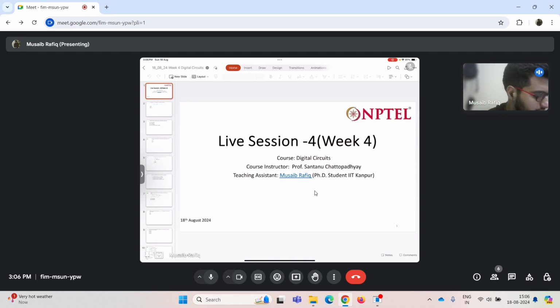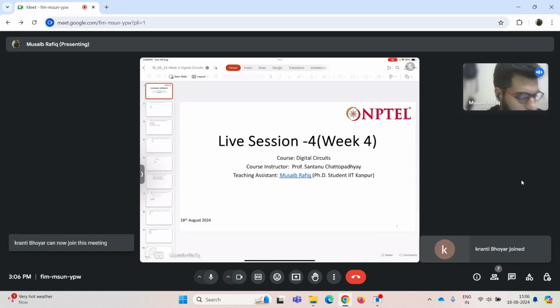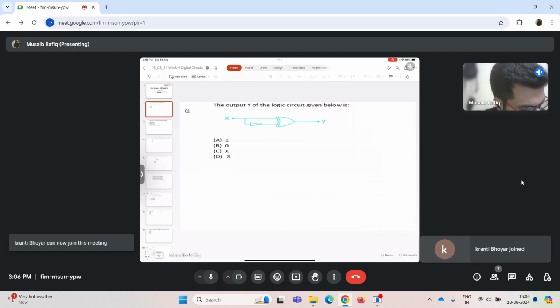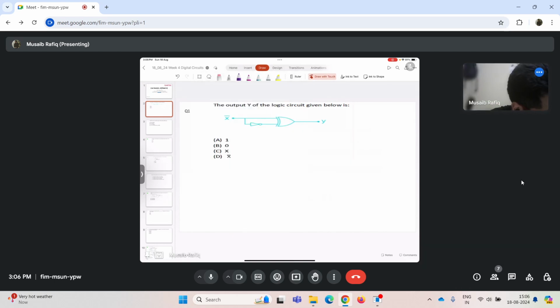So coming to the first problem of today's live session, that is live session number 4 of course Digital Circuits. Just a second, let me put the correct pen here. Yeah. So the question is: the output Y of the logic circuit given below is. We are given this logic circuit and we need to figure out its output. It's pretty simple. I'll just show you the steps.